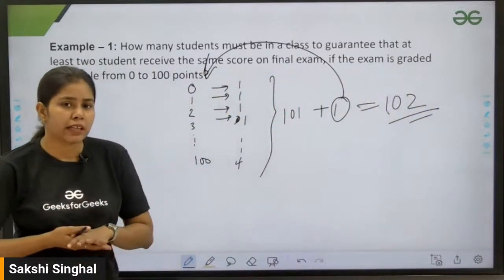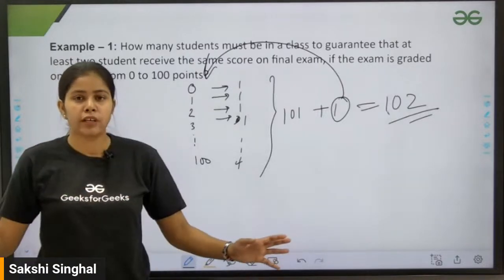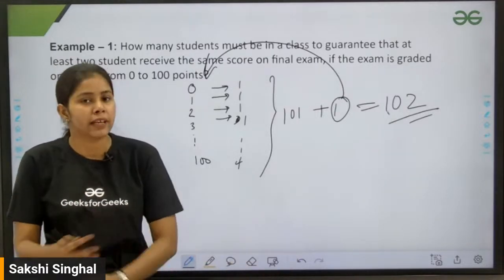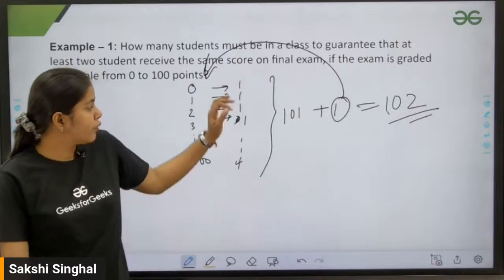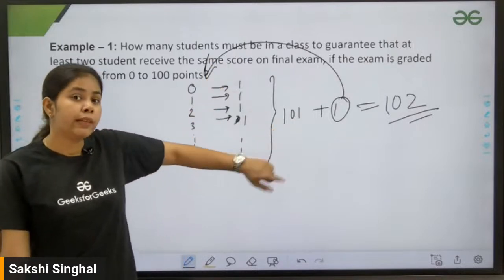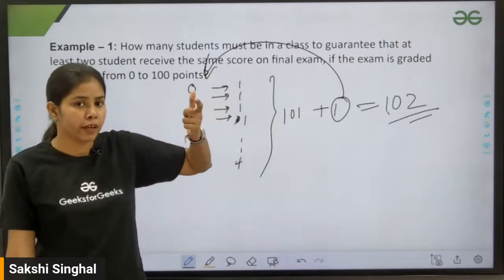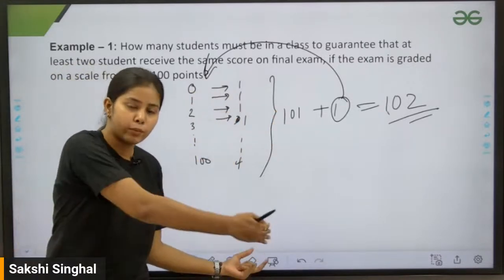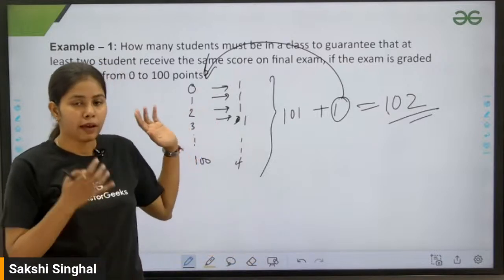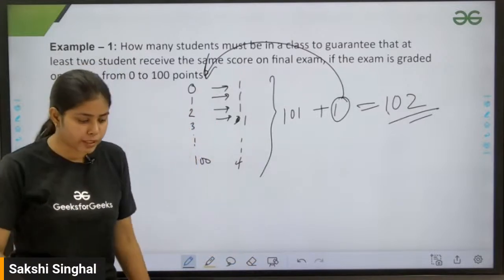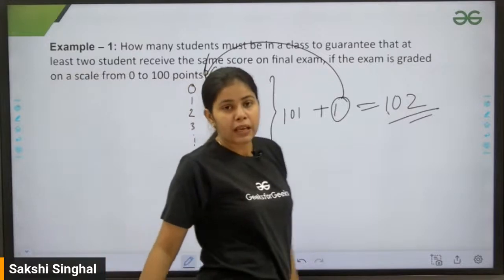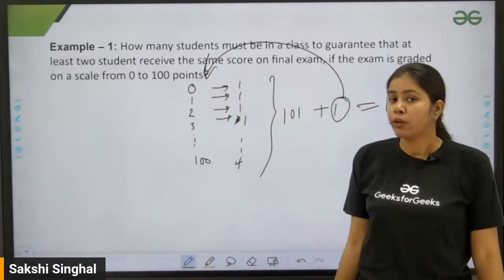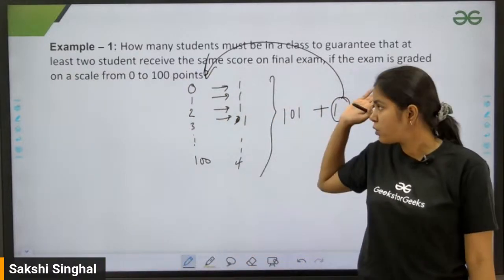What we have done, we have taken the worst case, that every student is getting different marks, nobody is getting the same marks. So we get 101 students with all different marks. But when I add one more student, then I have at least two students who have the same marks in each case. Let me know if there is any confusion, because the next question you are going to solve is based on that completely.